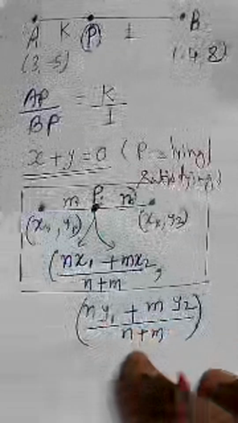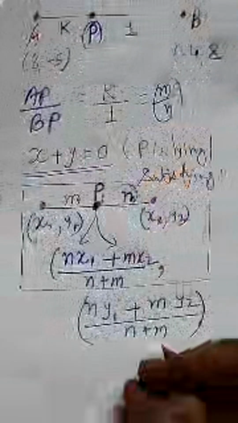You will use the same formula to solve this question, because point P divides our given line AB in the ratio K is to 1. So here m and n are K and 1, just to correlate.